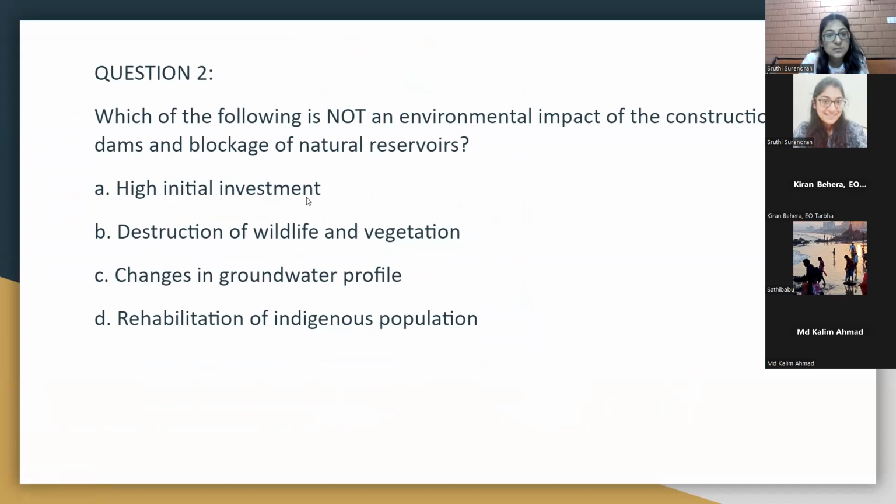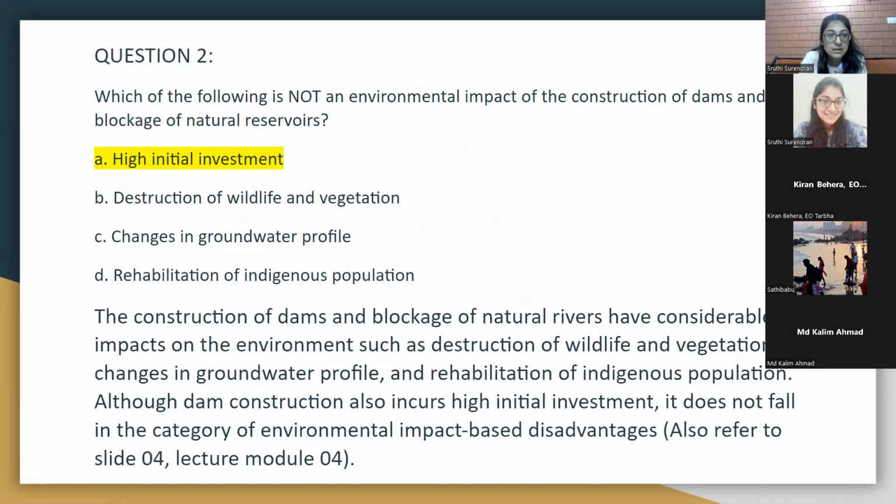High initial investment is a consequence of making a reservoir, but it is not an environmental impact. So the answer here is A. Construction impacts are on destruction of wildlife and vegetation. Rehabilitation of indigenous population is also an environmental impact that is arising as a result of construction of dams and all. So the answer for this question is A.